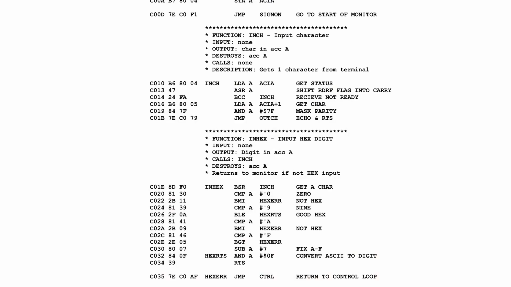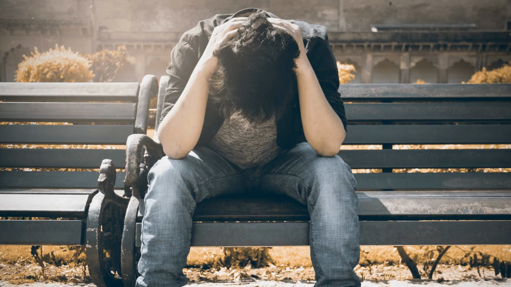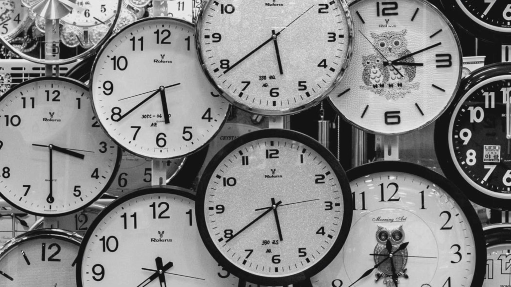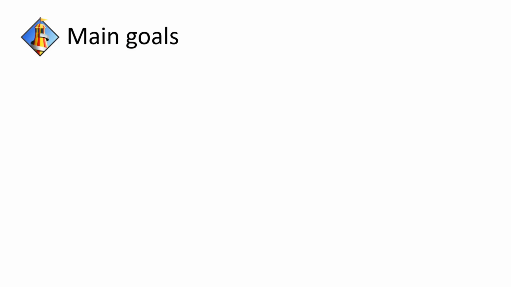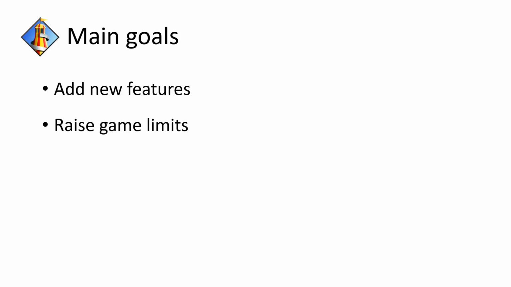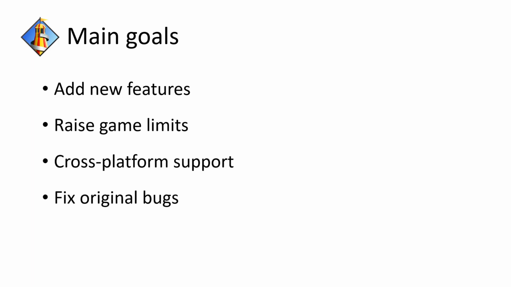On the other hand, the game being written in assembly has a big disadvantage. It is much more difficult and time consuming to modify the game. That's why the developers of OpenRCT2 first re-engineered the original RCT code and rewrote the game in C++. Besides recreating the original game, the main goals of the project are to expand the game with new features, raise game limits, be cross-platform, and fix bugs which were present in the original game.